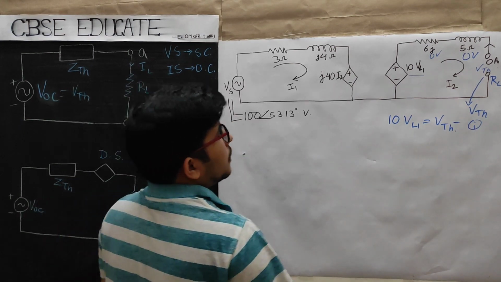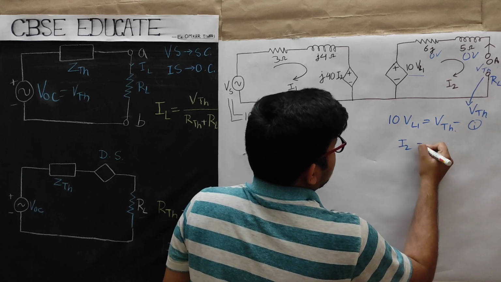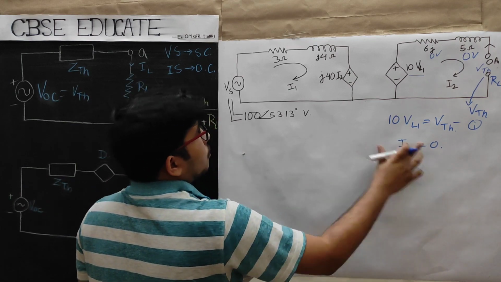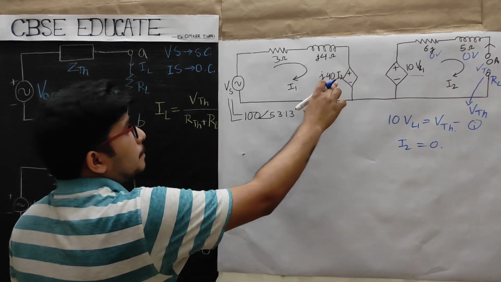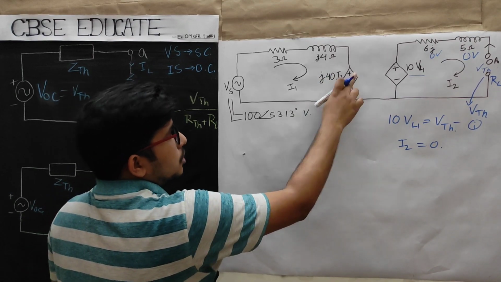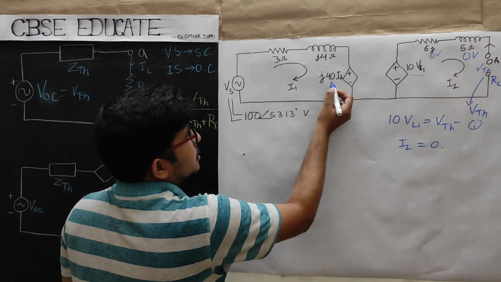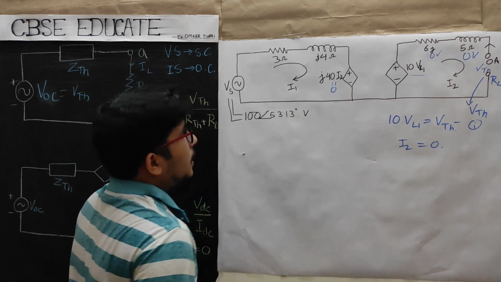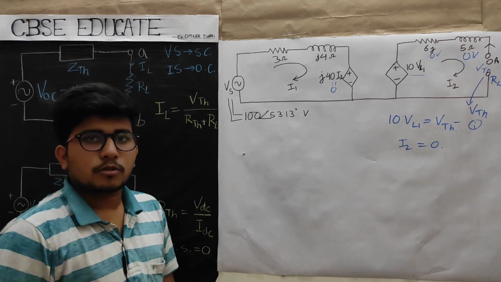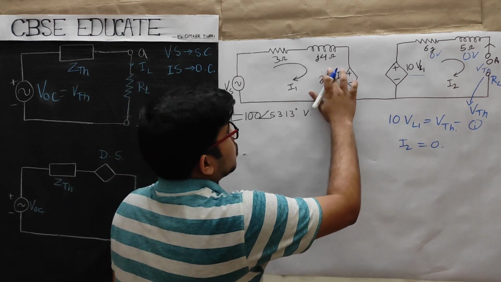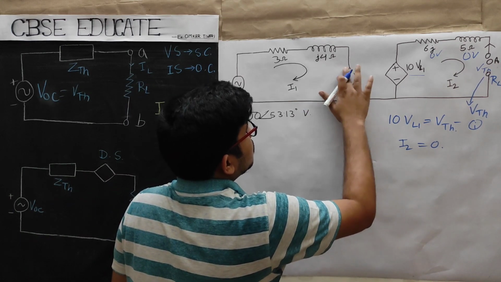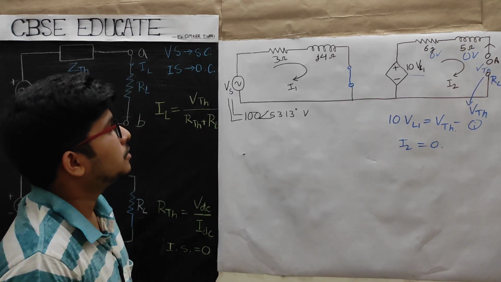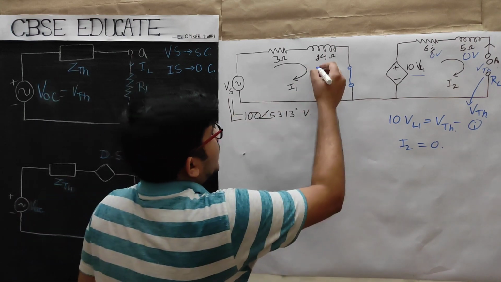And the current I2 is 0. When this current is 0, this current dependent voltage source will be 0. Why? See, this is J40 I2, and I2 is 0, so this becomes 0, and it is a voltage source. Any voltage source that is 0 will become a short circuit. So I will short circuit this. See, this is short circuited.